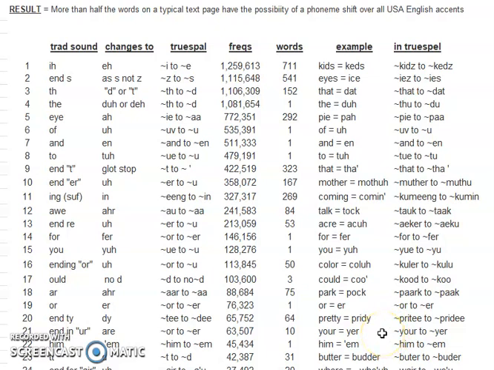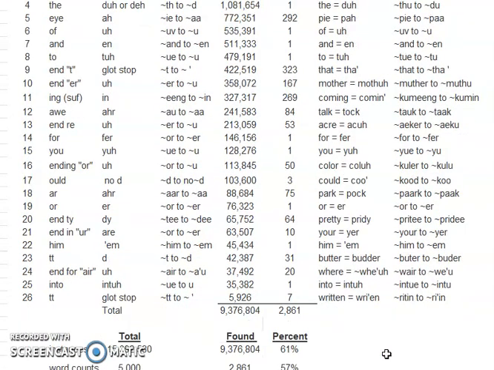Your goes to yer. You're not going to give me your thing. I want your hat. Him goes to 'm. Give him a chance. Butter goes to budder. Pass the butter. Where are we at? Where goes to wheah.